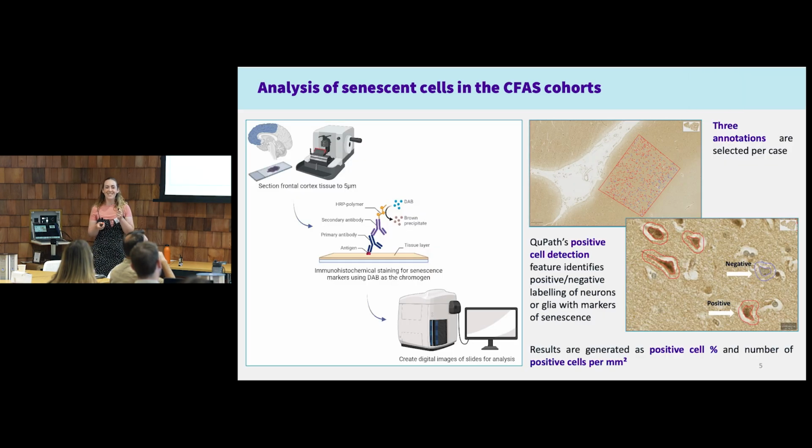Just to briefly explain the methods that we've used for this project. We have frontal cortex tissue, which we have stained for our various senescence markers, which I will come onto in a moment. We then use a software called CFAS, which allows us to select regions across all the layers of the frontal cortex, and then we can digitalize the slides and determine whether they're positive or negative for our markers, which gives an overall percentage of cells positive for each of our markers.